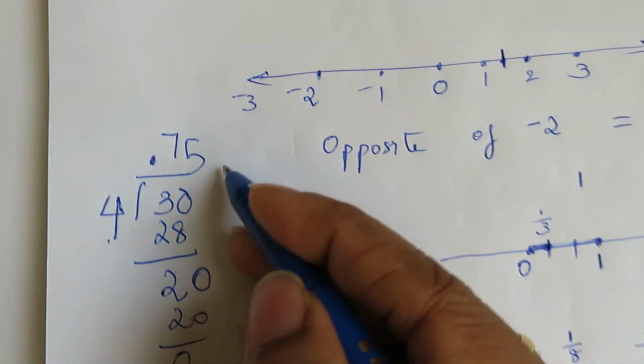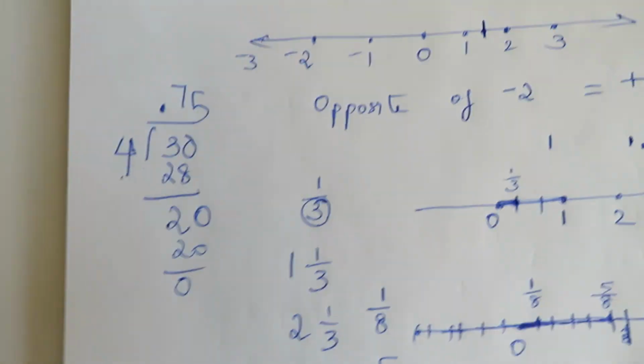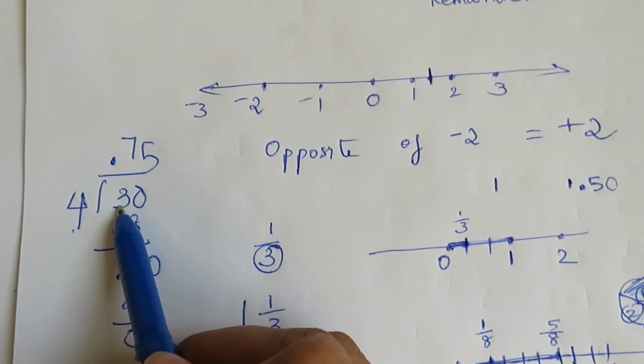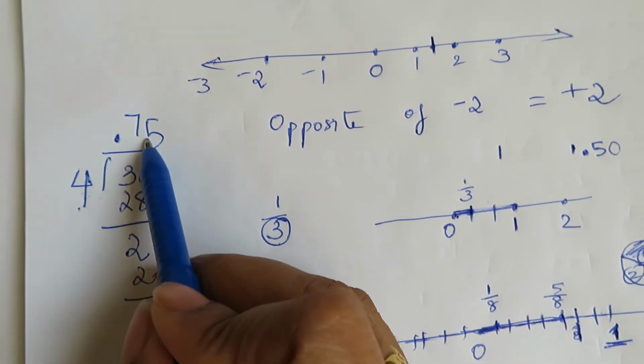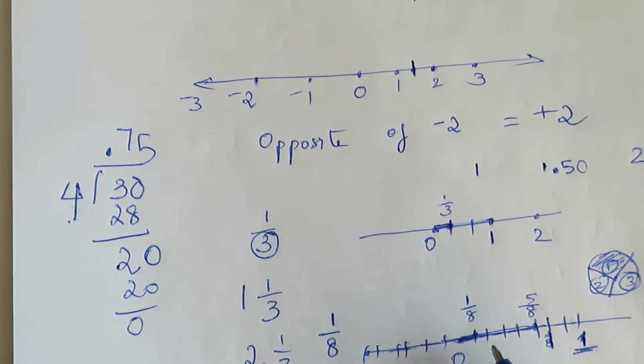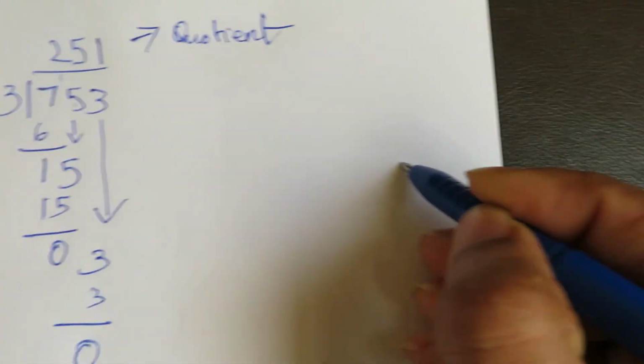Okay, so 0.75, each person will get 3/4 of a chocolate. You can't give him a full chocolate. If you have 3 chocolates to be divided with 4 people, you can give him 0.75. That is 75% of 1 chocolate you can give him. Let me try another one.